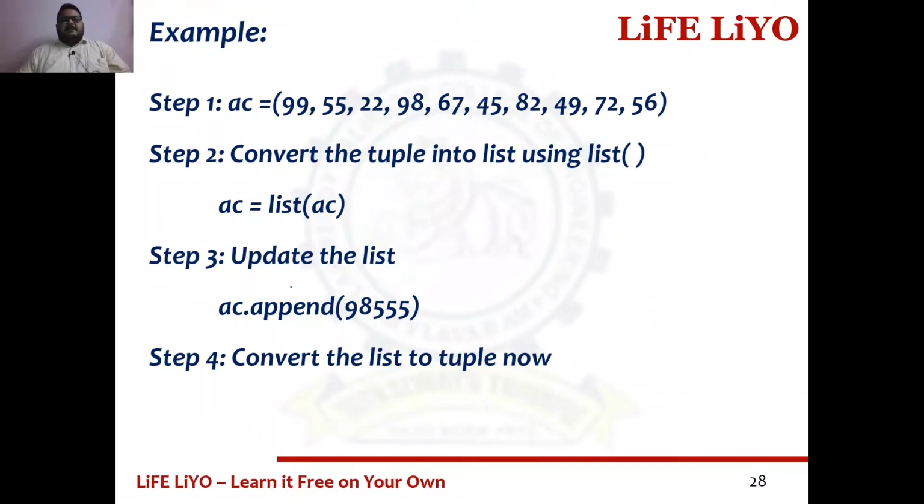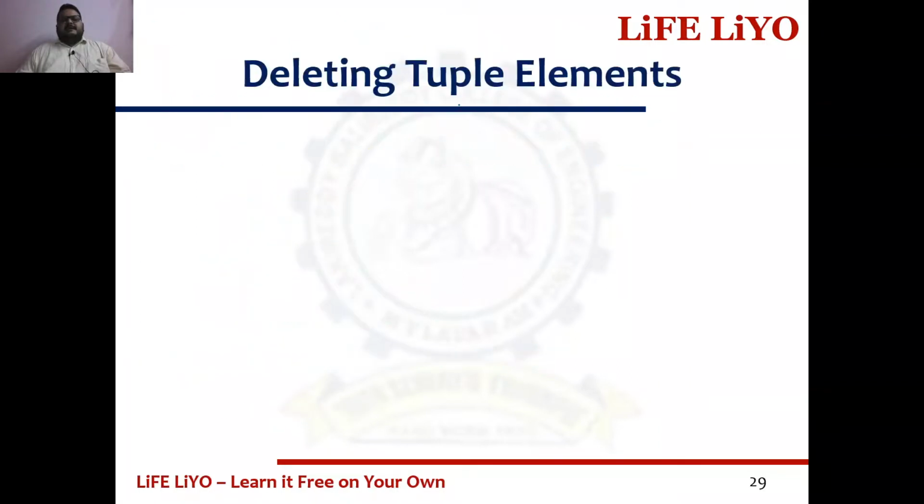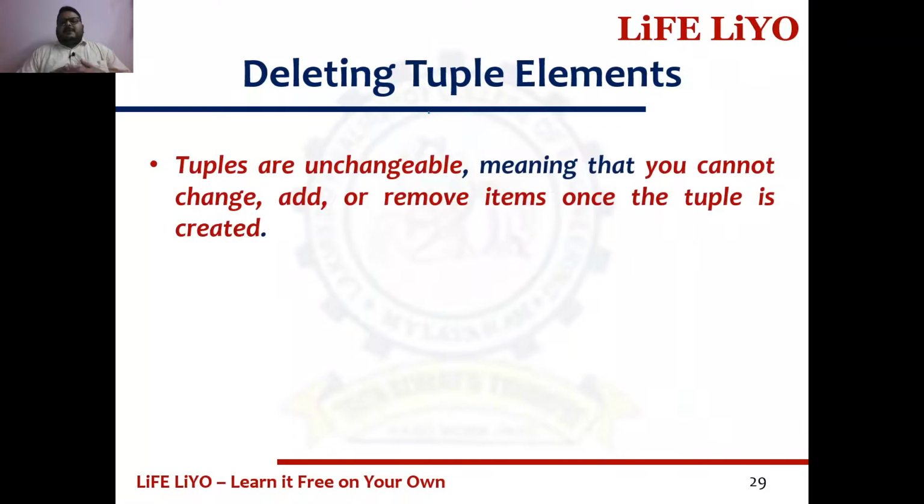So we have completed creating a tuple, retrieving or accessing the elements of the tuple, how to update the tuple, and the only thing left is the delete. How to delete tuple elements? We have said that a tuple is immutable. That means we cannot add, update or change. Yes or no? Yes. It is a property. We cannot add or update or remove or change the elements of the tuple once it is created. Then how can we do?